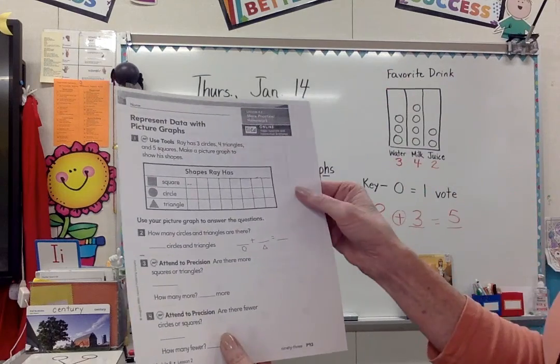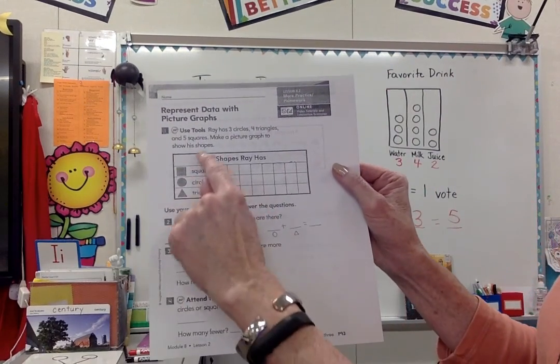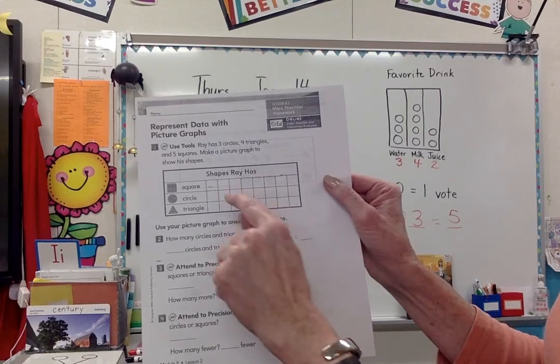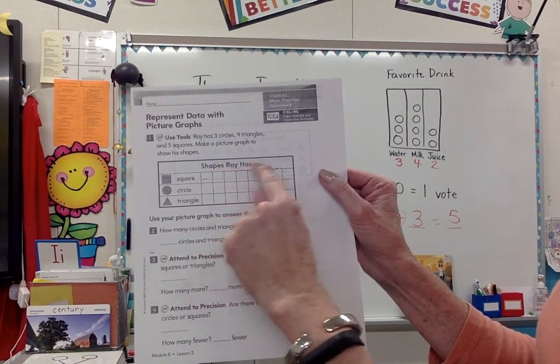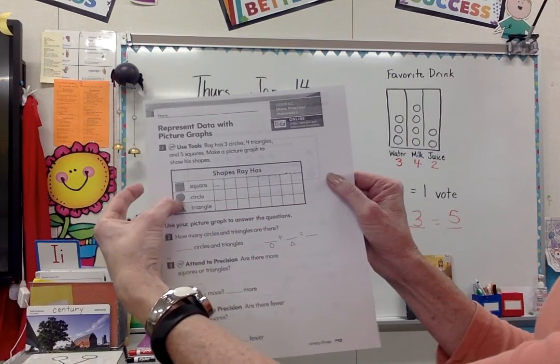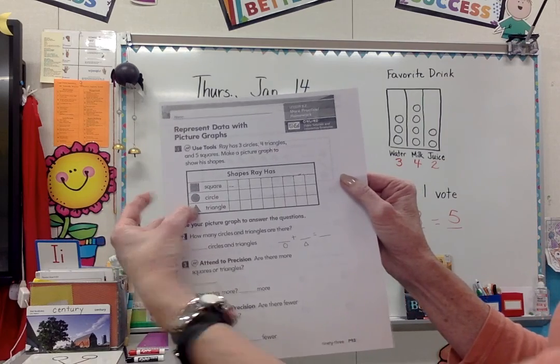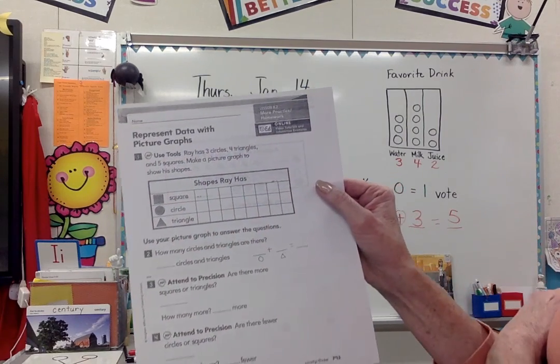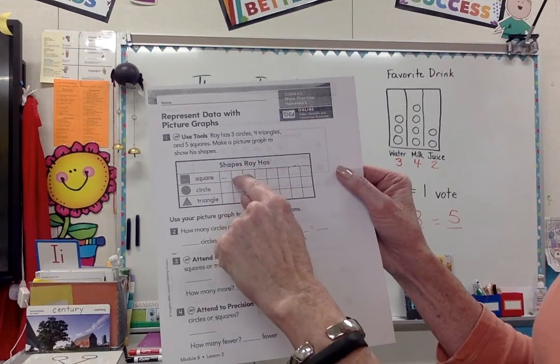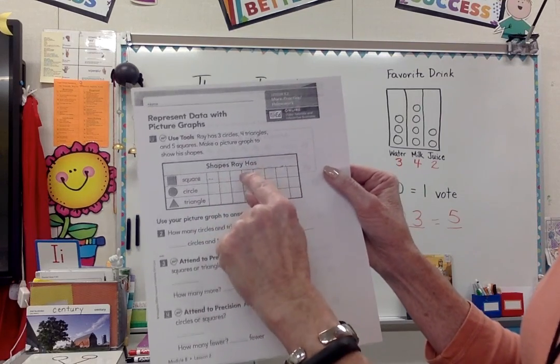It's kind of showing, using picture graphs. So you've got a graph here. This is a horizontal graph. The title is Shapes Ray Has: Square, Circle, and Triangle. Okay? It tells you up here how many he has of each. We're going to put a circle in here for each thing that he has.